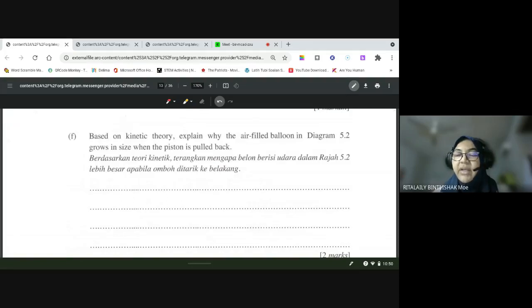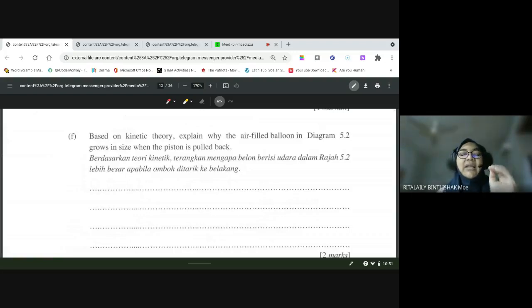Dari segi collision yang berlanggar dengan balloon, dengan wall, what happened? Pressure in syringe, lower atmospheric pressure, low rate of collision, more frequent. Apa yang more frequent? The particle move faster in small container. Collision. Okay.